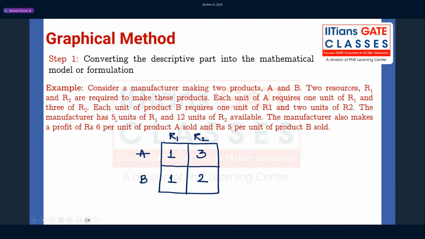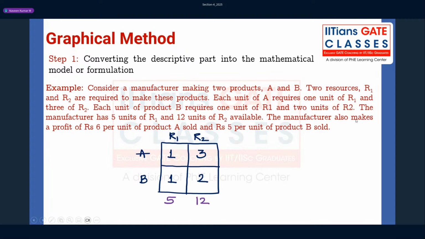The manufacturer has 5 units of R1 and 12 units of R2 available. So total resource availability for R1, I am writing here as 5. This is the total availability of R1. And total availability of R2 is 12. So this is the constraint that you're putting now. You're getting it, right? Initially I told you this much is required, but now I'm telling you this much is available. Whatever I've written, this 5 and 12, is the availability. That is the constraint. That's very important. We don't have unlimited resources at a given point of time.